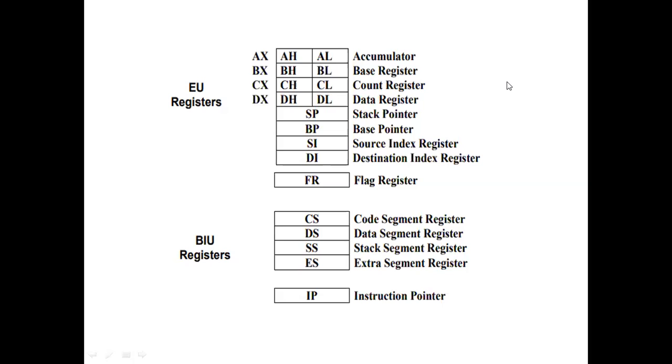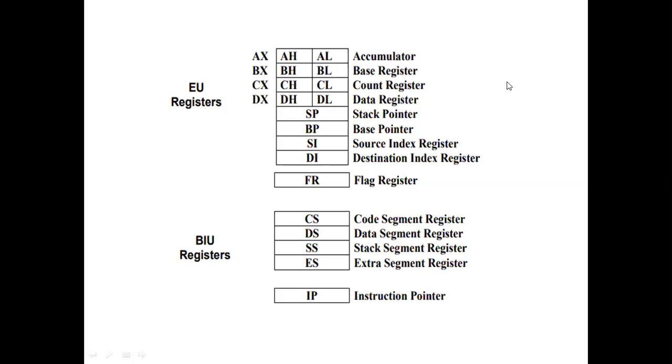Registers can be used individually to store 8-bit data and can be used in pairs to store 16-bit data. The valid register pairs are AH and AL, BH and BL, CH and CL, and DH and DL, referred to as AX, BX, CX, and DX. That's the general purpose registers or register pairs.